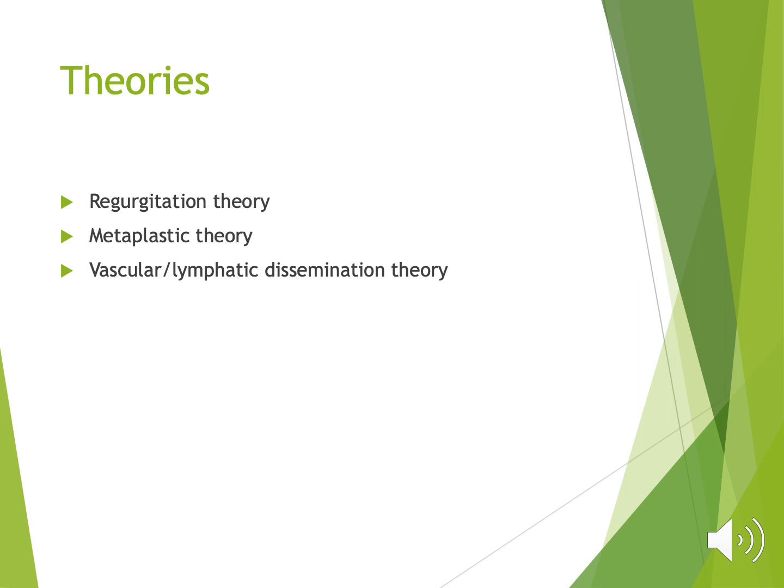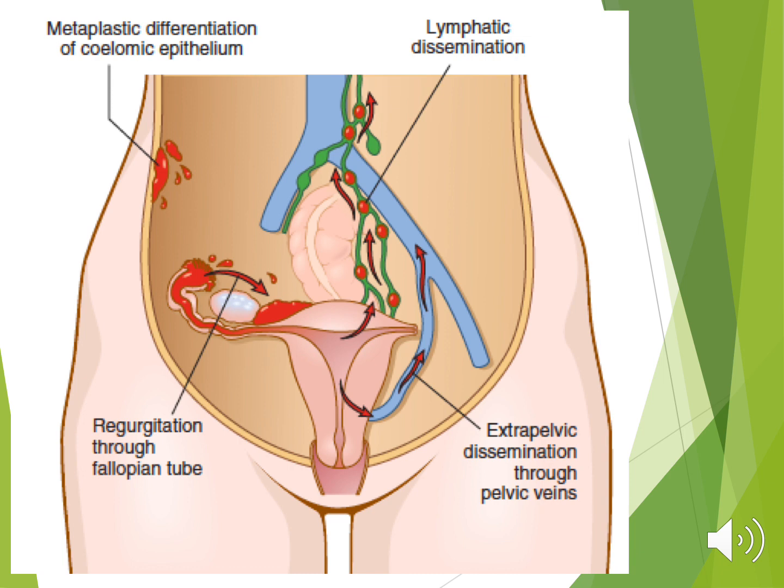Several theories try to explain why endometriosis occurs. One of them is the regurgitation theory, the metaplastic theory, and the vascular lymphatic dissemination theory. The regurgitation theory implies that during the menstrual cycle, fragments of the endometrial glands and stroma will regurgitate through the fallopian tube into the pelvis.